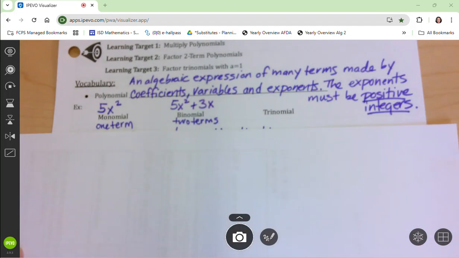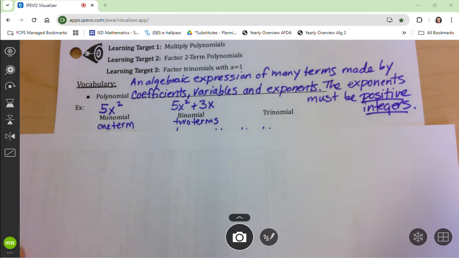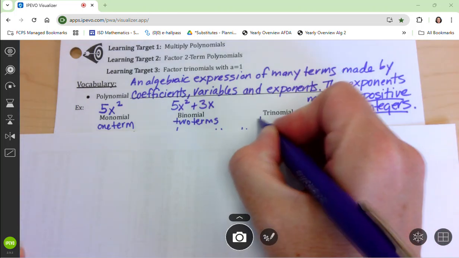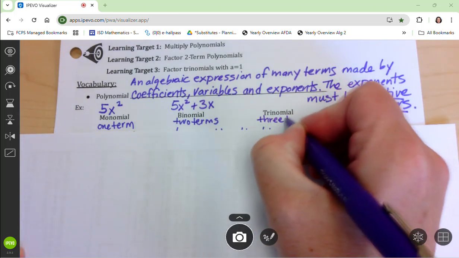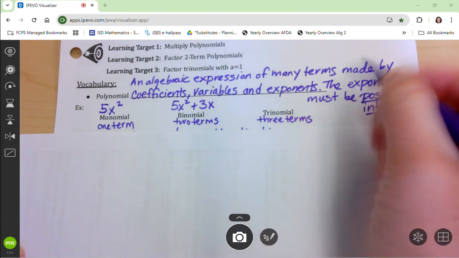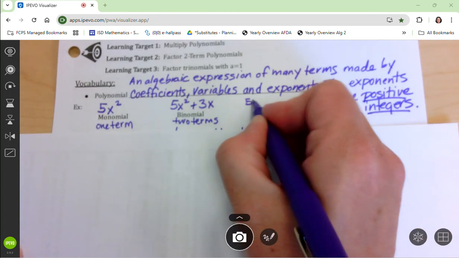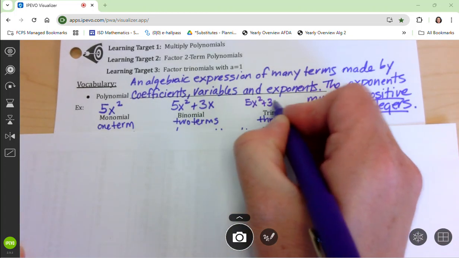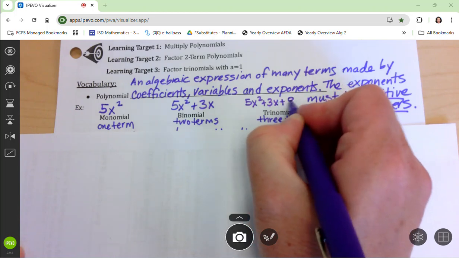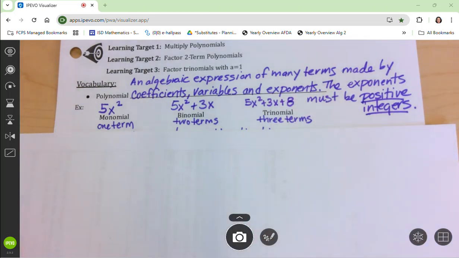Notice that they're not like terms, because if they were like terms, we would combine them into one. And then the trinomial is going to be, of course, three terms. So it might be like 5x squared plus 3x plus 8. Now notice 8 doesn't have a variable on it. You can have a constant term. A constant term is a term that doesn't have a variable. All right, any questions so far?